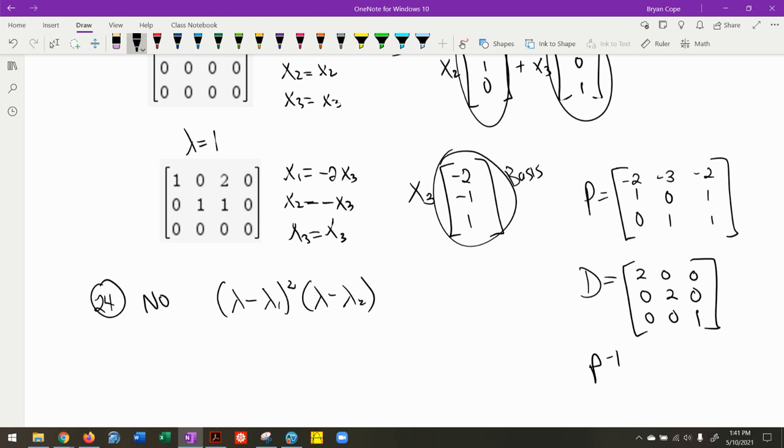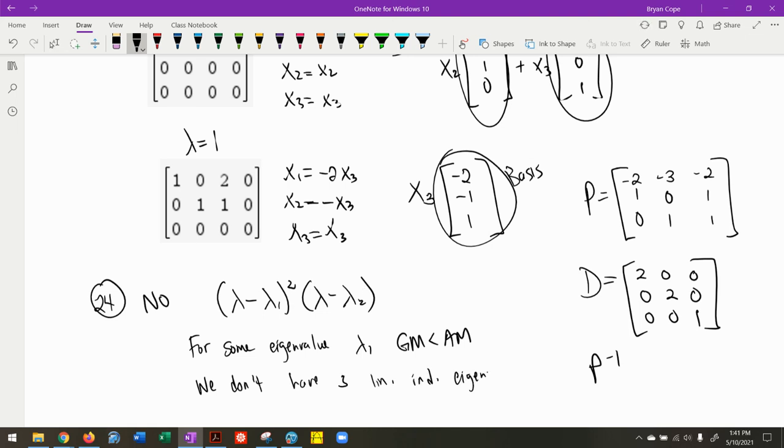But if each eigenspace is one-dimensional, that means for at least one of these, so for some eigenvalue, we'll call it lambda 1, the geometric multiplicity must be less than the algebraic multiplicity. Does that make sense? If algebraic is 2, and the eigenspace basis only has 1 vector, then geometric multiplicity is less, and we don't have 3 linearly independent eigenvectors. Therefore, it cannot be diagonalized.